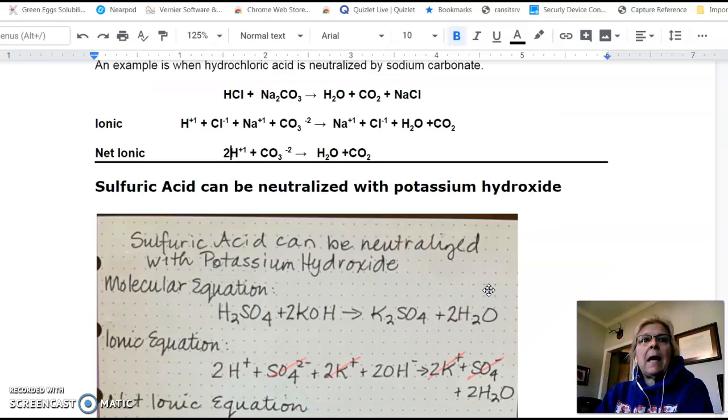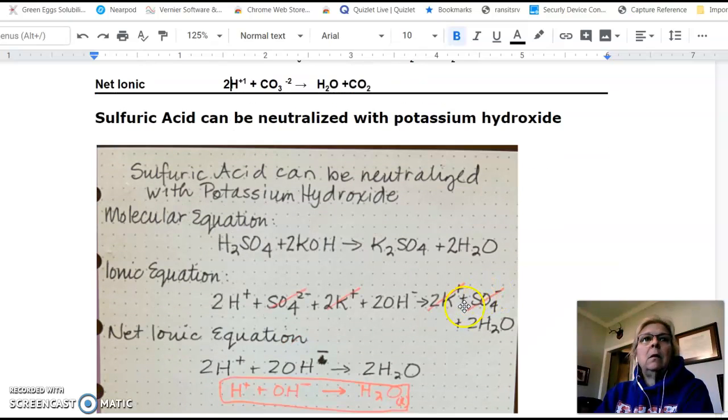If we look at our next example, you're going to start to notice a pattern that will emerge every time we do an acid with a hydroxide and every time we do an acid with a carbonate. So here we have sulfuric acid, which can be neutralized with potassium hydroxide. So we write out our molecular equation: sulfuric acid, potassium hydroxide.